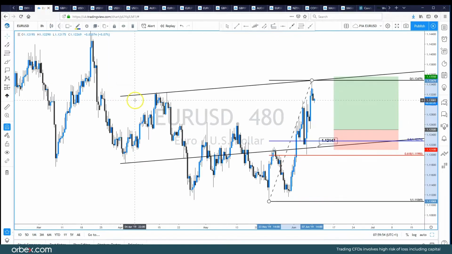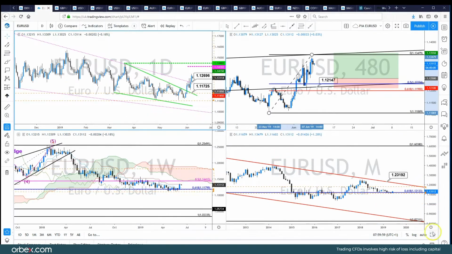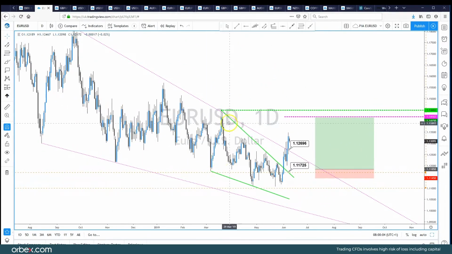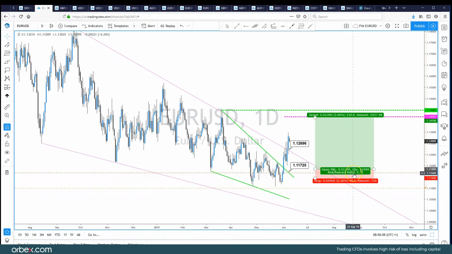If we look to the FX majors, let's just go to this time frame first. This is the daily chart. Here we can see we've got this inside wedge formation which we've broken to the upside. Let's just get rid of that for a sec.